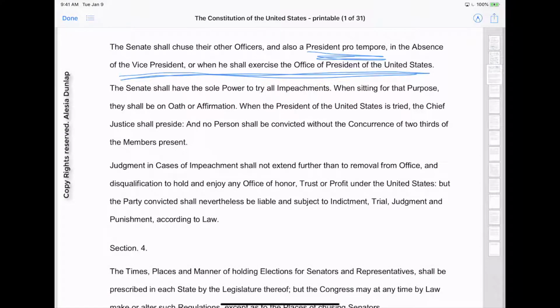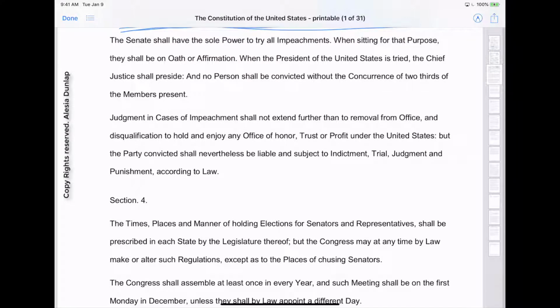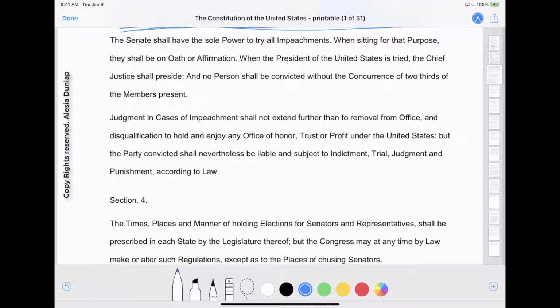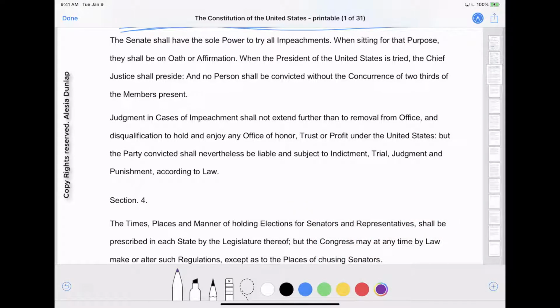Alright. So, obviously, as I highlighted the powers of the House, now I can go over the powers of the Senate. So these powers can only happen with a 2/3 vote. So here are the powers of the Senate. Let me use a different color just to switch it up a bit. Let's go purple this time. So here the Senate shall have sole power to try impeachment. So they also have impeachment power.